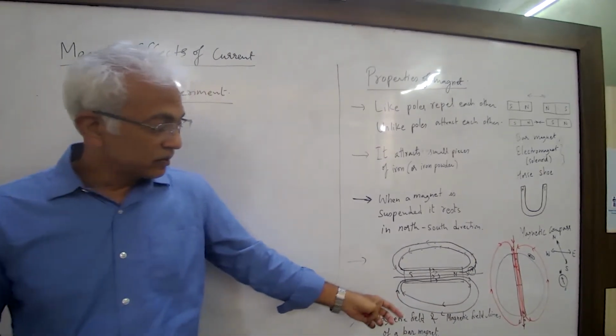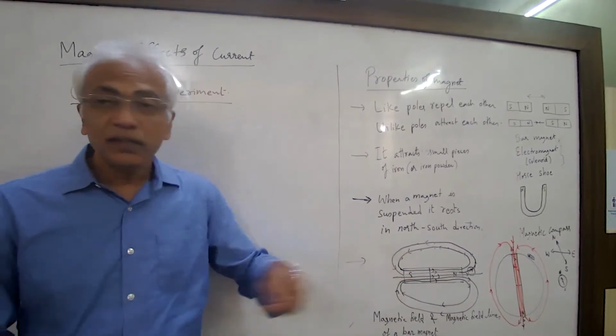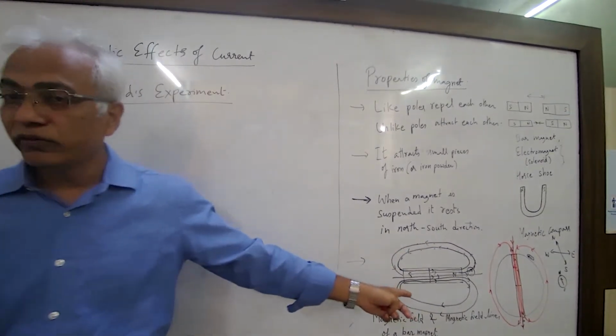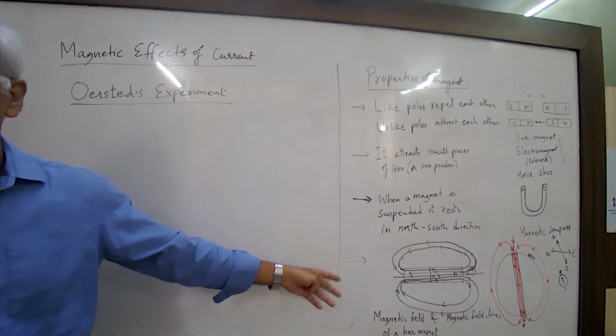Second property is it does not intersect each other. Can you see any two magnetic field lines intersecting each other? No.